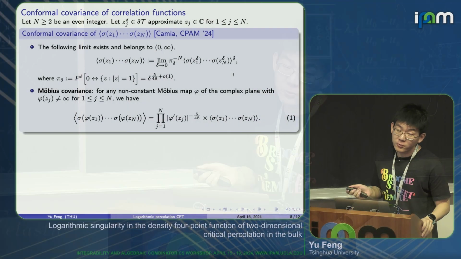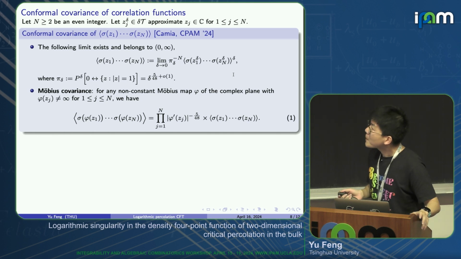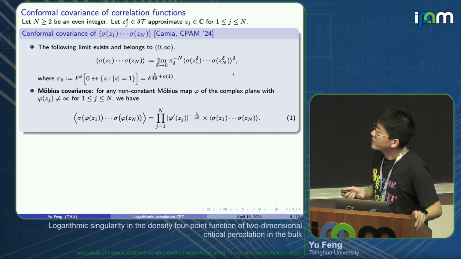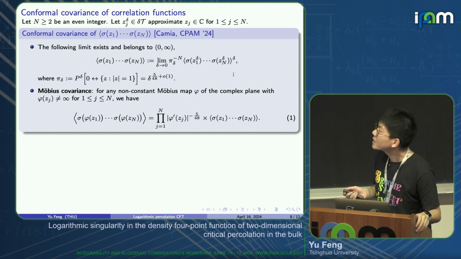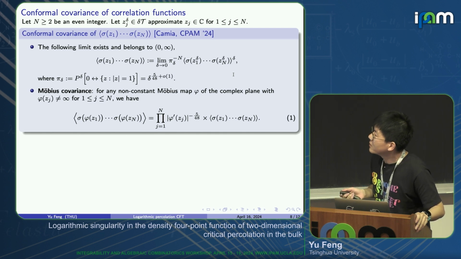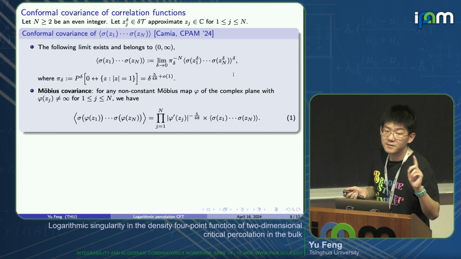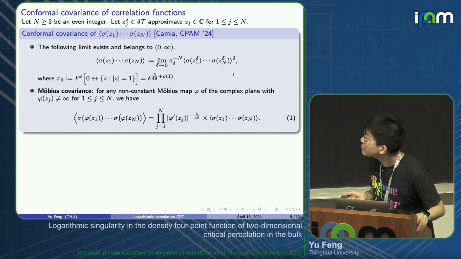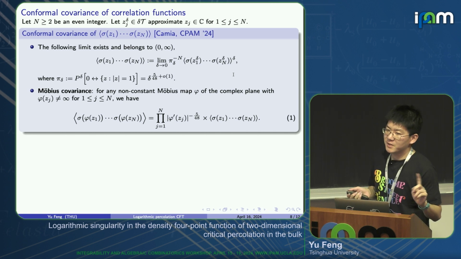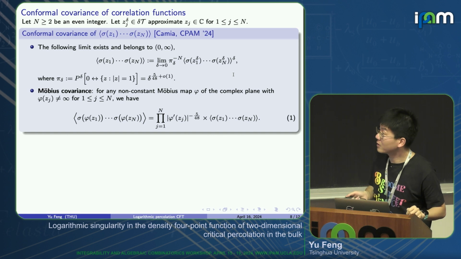And fortunately, it has a non-trivial scaling limit when delta tends to 0. So we let each z_j delta tend to some z_j in the complex plane, and those z_j are distinct. Then according to work by Federico Camia in 2024, this spin correlation, normalized properly by this pi delta to the power of -n, has a positive and finite scaling limit. This normalization term is of the order delta to the power of 5/48 plus a little o(1) term. And this weird number is the one-arm exponent in percolation, and you can just ignore it in this talk.